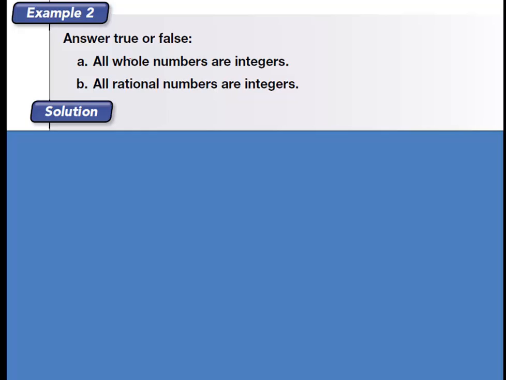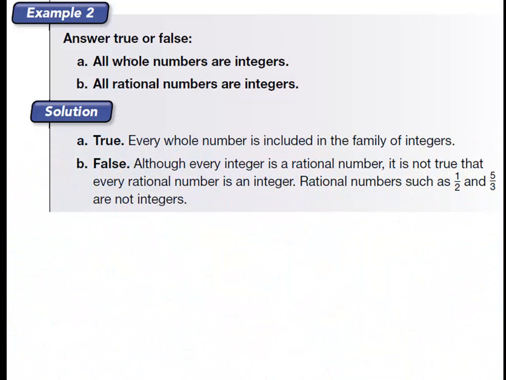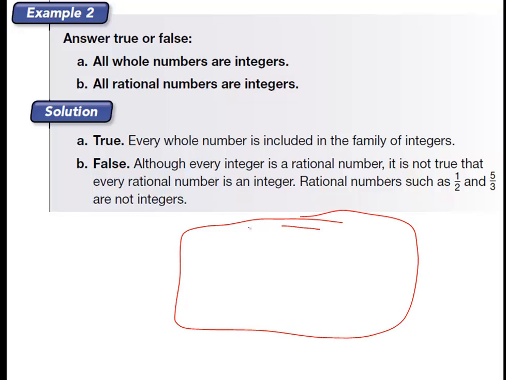So let's answer a couple of questions. Are all whole numbers integers, and are all rational numbers integers? Well, for the first one, every whole number is included in the family of integers. So integers do include all whole numbers. But the second statement is false. It's not true that all rational numbers are integers. Although every integer is a rational number, not every rational number is an integer. Rational numbers such as 1/2 and 5/3 are not integers. But all integers are rational numbers, because you remember that our rational numbers took in all of our integers when we looked at our graph. Remember that? All right, great.